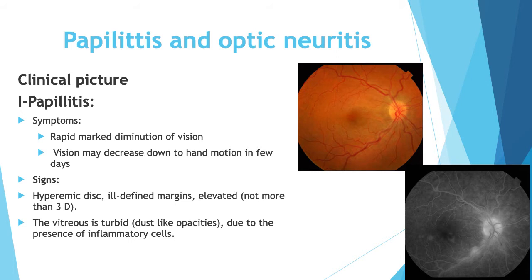The vitreous is turbid. We examine the vitreous and find vitreous cells or opacities due to the presence of inflammatory cells. And the most important diagnostic tool is fluorescein angiography, where we inject the dye and see the inflammation and staining of the optic disc at the late phase of the angiogram.